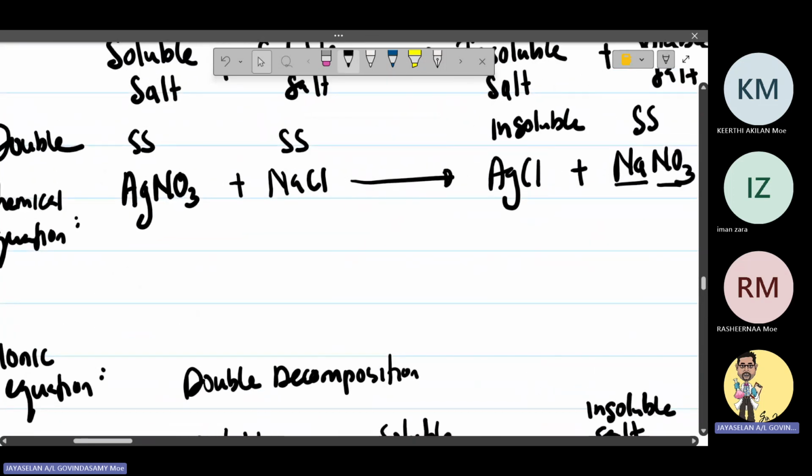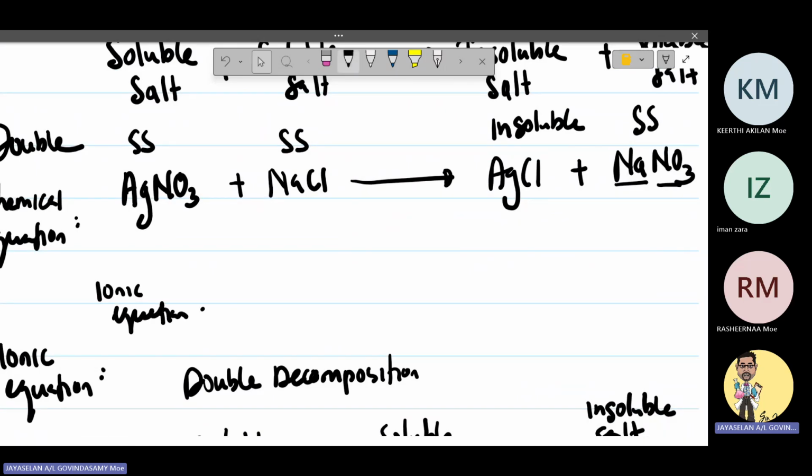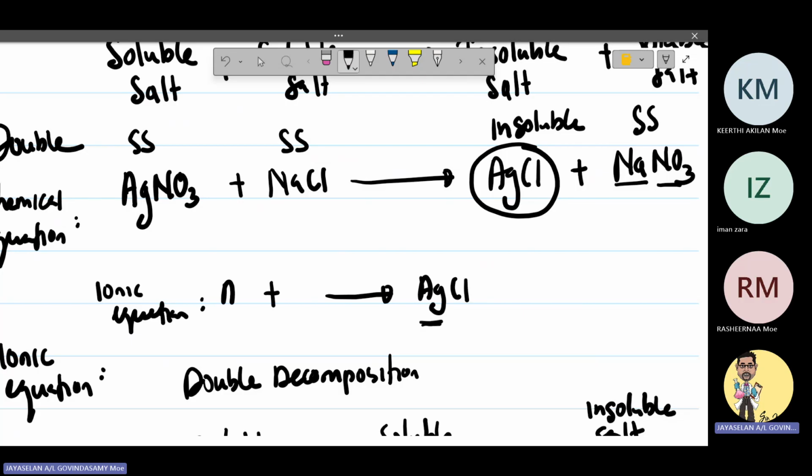So how to do ionic equation for this? I write down ionic equation. So I put arrow. I take the insoluble salt. I put here. It's made up of 2 ions. So silver ion. What is the formula of silver ion? Ag positive. What is the formula of chloride ion? Cl negative. The equation balance or not? Balance. Settle. You already scored 2 marks.